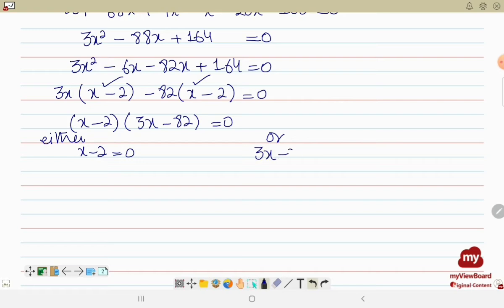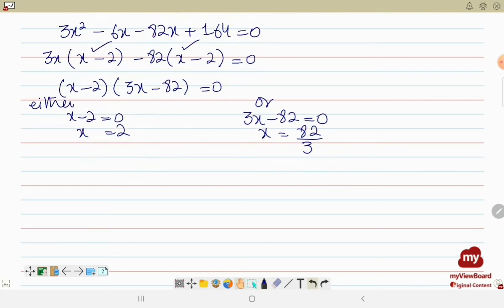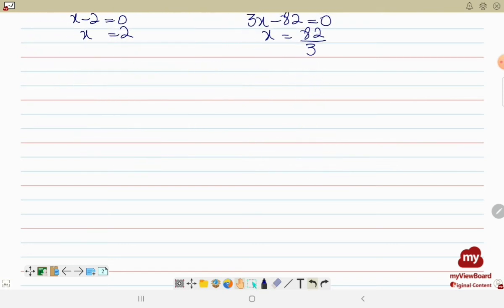So 3x minus 82 equals 0. Here we are having x equal to 2, and here we'll have x equal to 82 by 3. Now we'll not write down the solution set directly. For that we have to do the checking process, to see whether these two values satisfy the given equation. Let's see. Let's write down the question first so that we can easily insert the values.